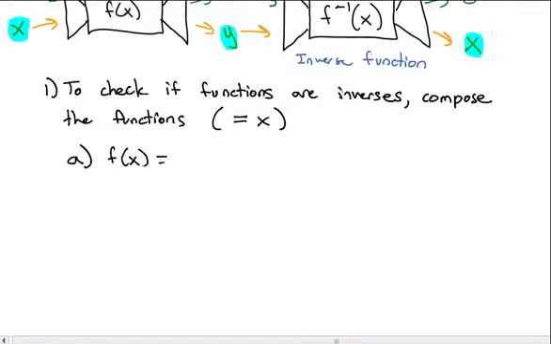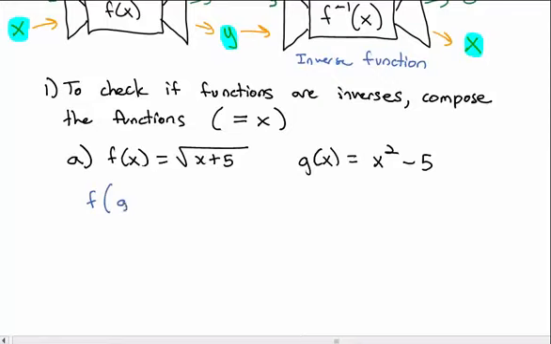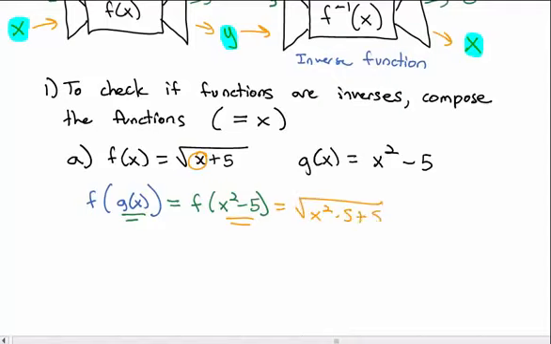So for example, if we had f of x equals the square root of x plus 5, and g of x, another function, the opposite of square root is to square something, the opposite of adding 5 is to subtract 5, so we might assume that the inverse function is x squared minus 5. The way we verify this is we find the composition f of g of x. Well, g of x, that inside stuff, is x squared minus 5. And so when we plug that in for the x in f, we get the square root of x squared minus 5 plus 5.